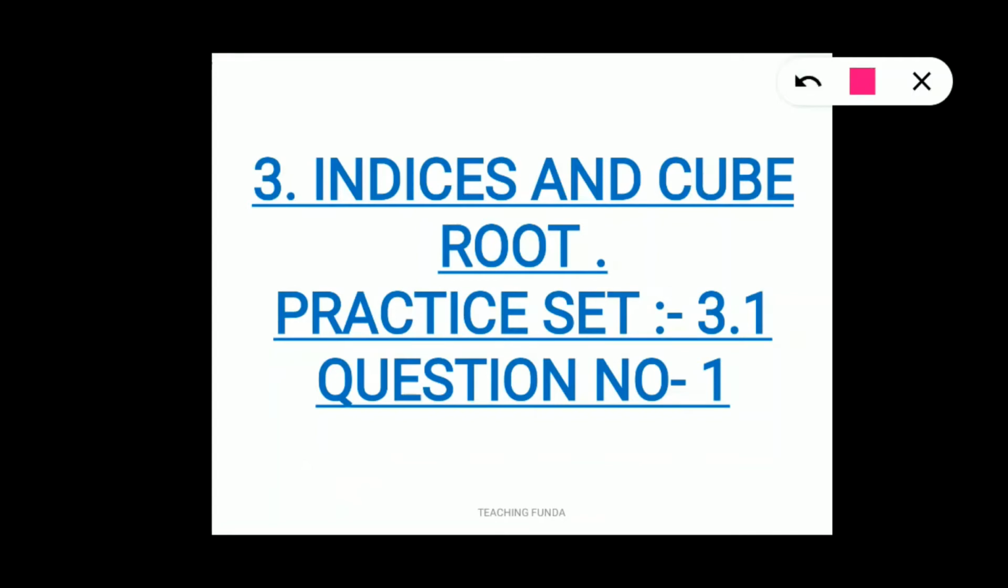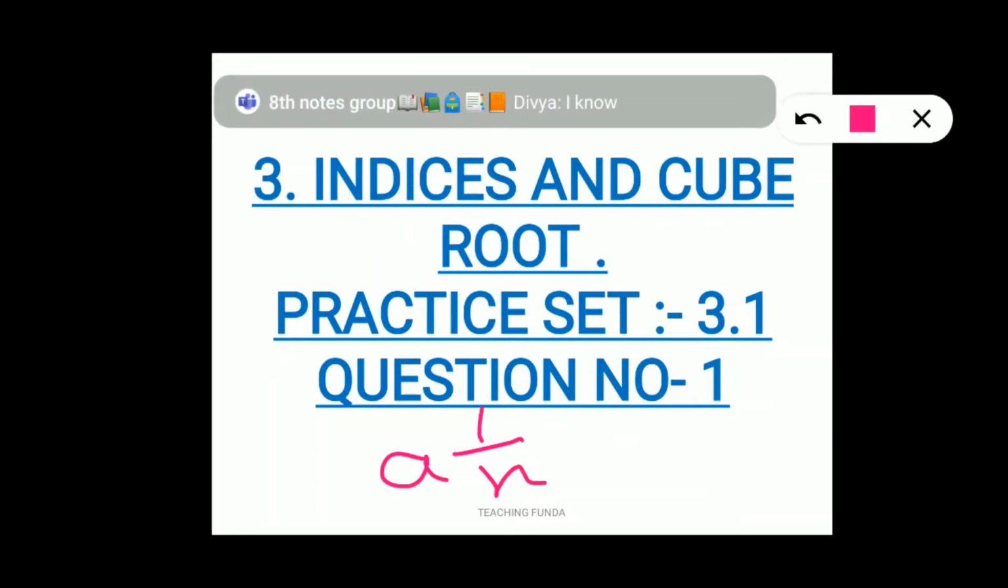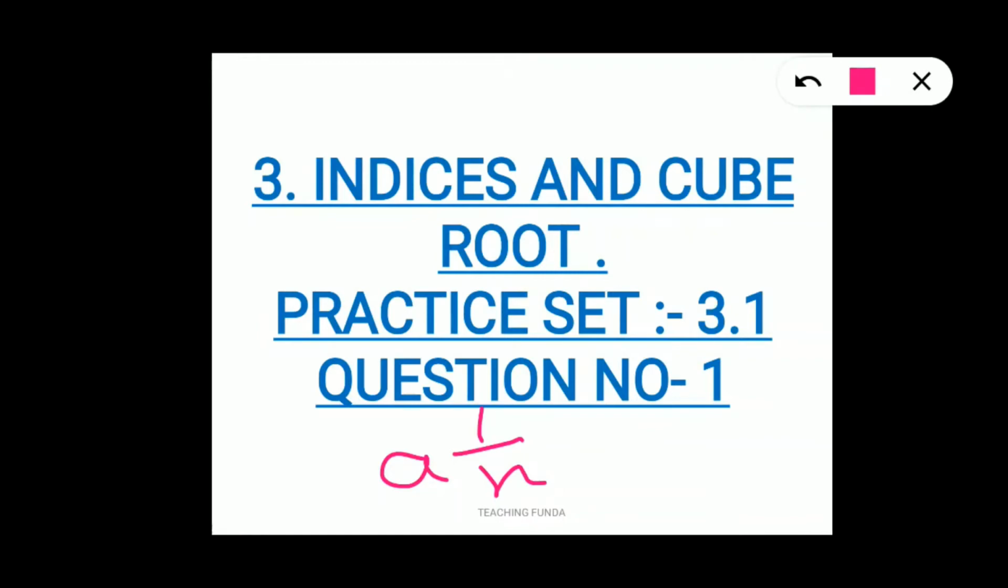And now see students, if I want to write the nth root of a, any root of a, how do you write it? You write a, and at the head 1 upon n: a raised to 1 upon n. This is read as the nth root of a. Okay students, it is clear to you now.